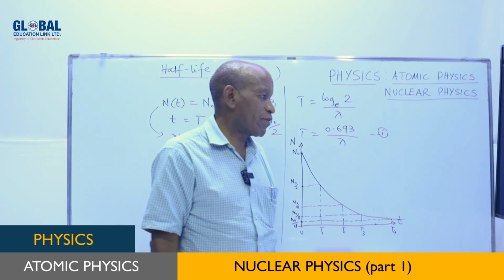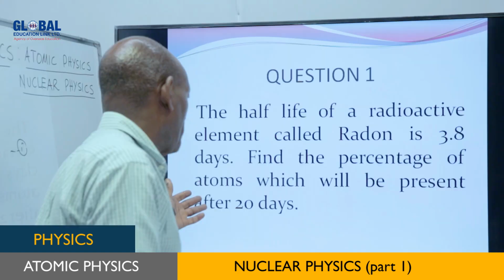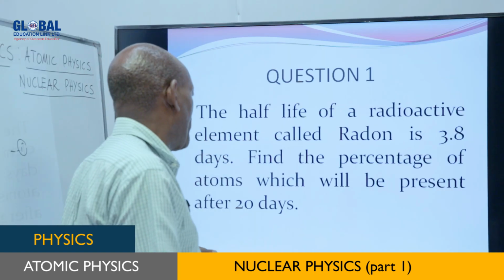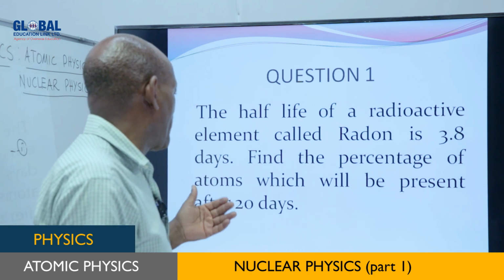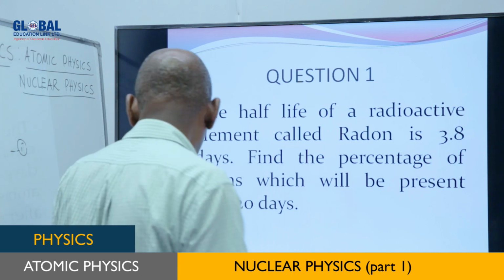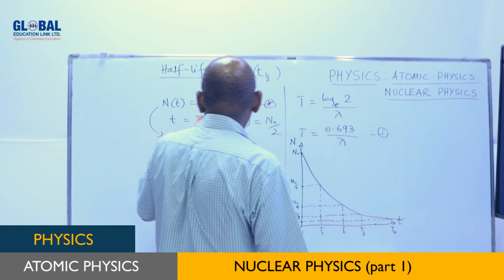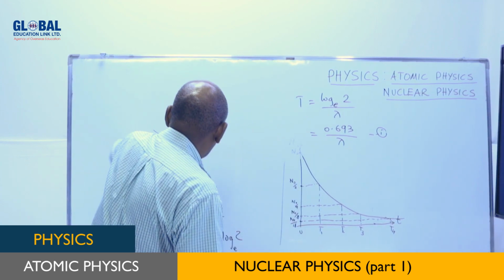Okay, students, to our question number 1. The question goes like this. The half-life of the radioactive element called radon is 3.8 days. Now find the percentage of the atoms which will be present after 20 days. So this question, as we can see, is very short and straightforward.